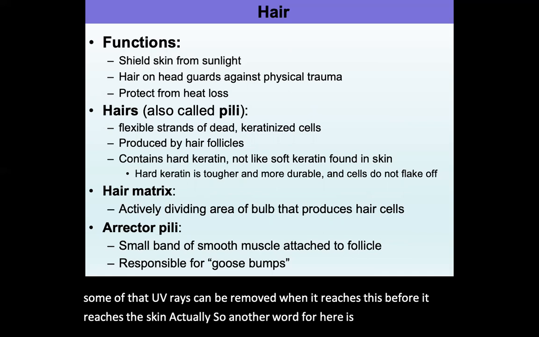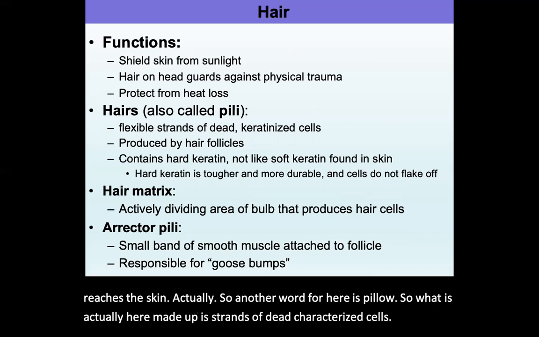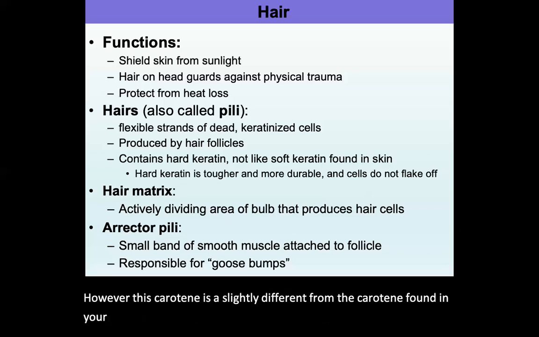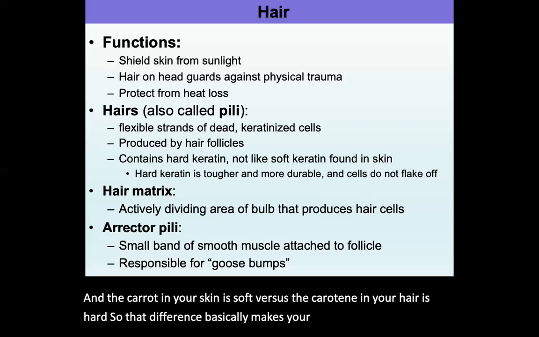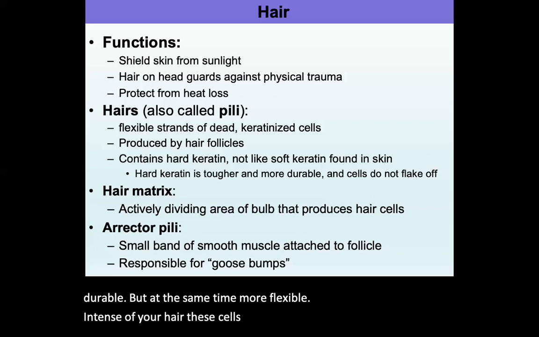What hair is actually made up of is strands of dead keratinized cells. However, this keratin is slightly different from the keratin found in your skin. The keratin in your skin is soft, whereas the keratin in your hair is hard. That difference makes your hair tough and durable, but at the same time flexible. Because of that hard keratin, these cells don't flake off.